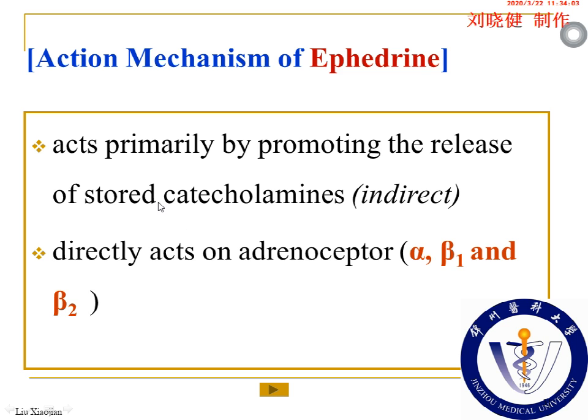So, like stored epinephrine as a neurotransmitter. So this effect is indirect. The neurotransmitter, not epinephrine, can activate alpha or beta receptor. This is the indirect effect caused by ephedrine. And this agent also can directly act on adrenergic receptors, including alpha, beta 1, and beta 2 receptor. So ephedrine can be considered as an alpha and beta receptor agonist.